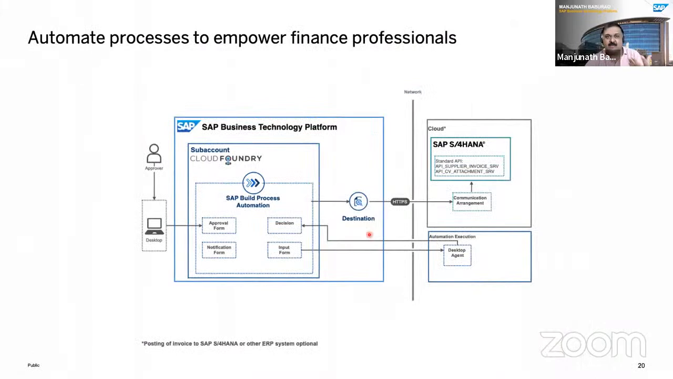Like, for example, within S/4HANA Cloud, you can automate processes which can empower your finance professionals, right? How can you do that? There is, let's say, an endpoint in S/4HANA where you have created a communication agreement with BTP. So you have a bot which is running on the Business Technology Platform, the SAP Build Process Automation bot, where you can build all of the capabilities that you have to do, like automating something or creating an approval flow or creating, let's say, a process extension using Build Process Automation, and then work with the backend system in an attended or unattended mode.